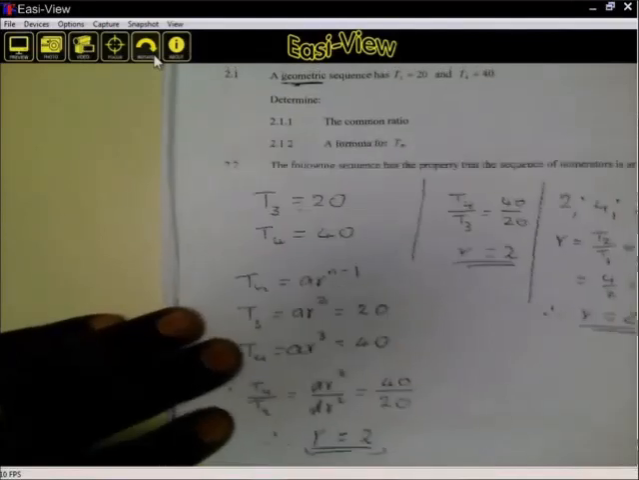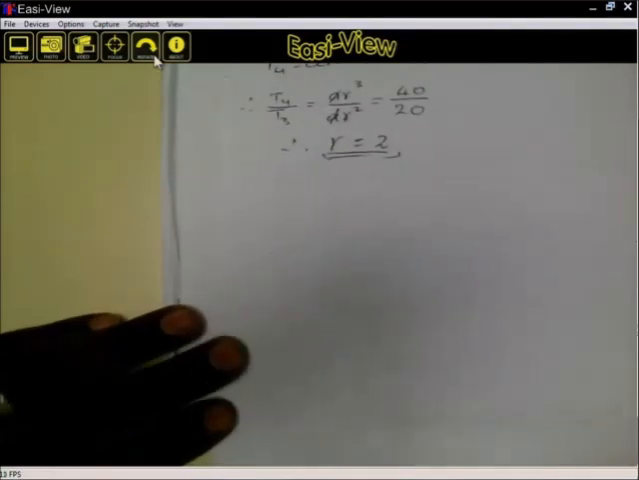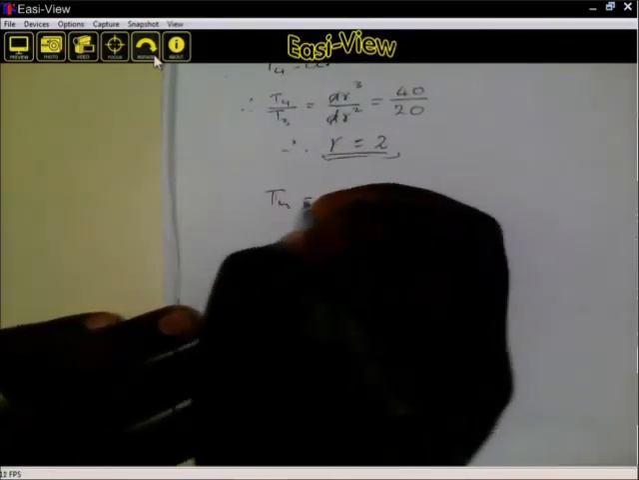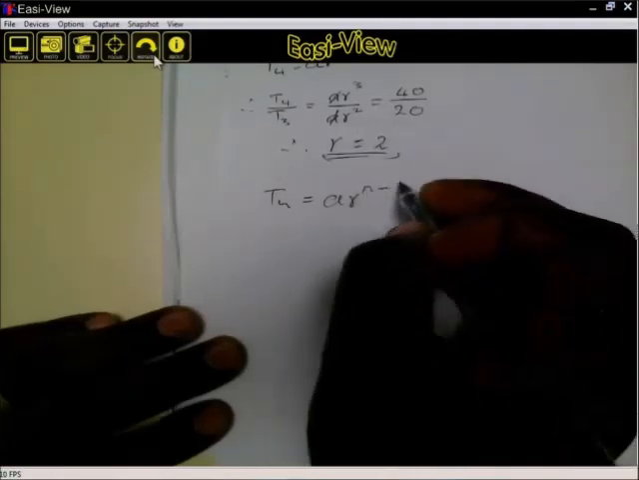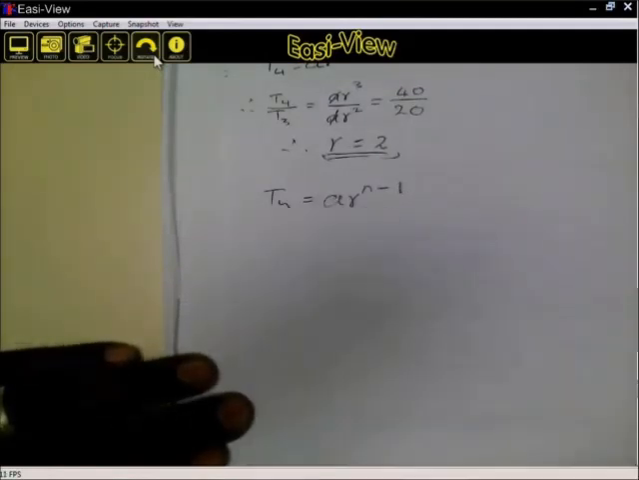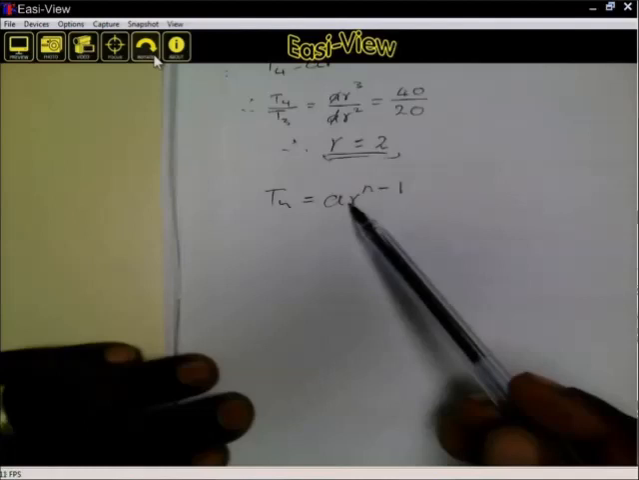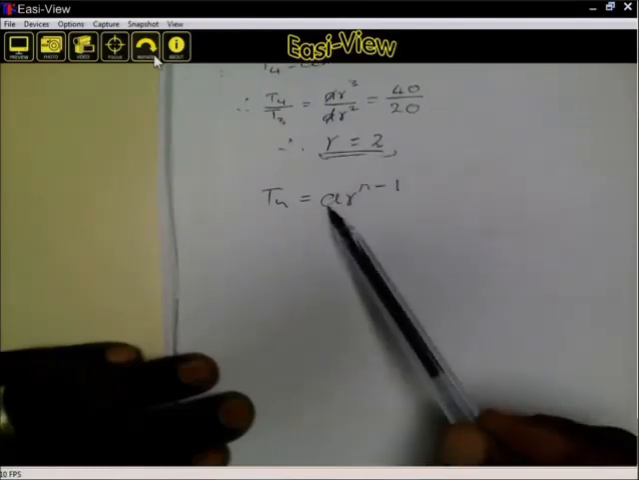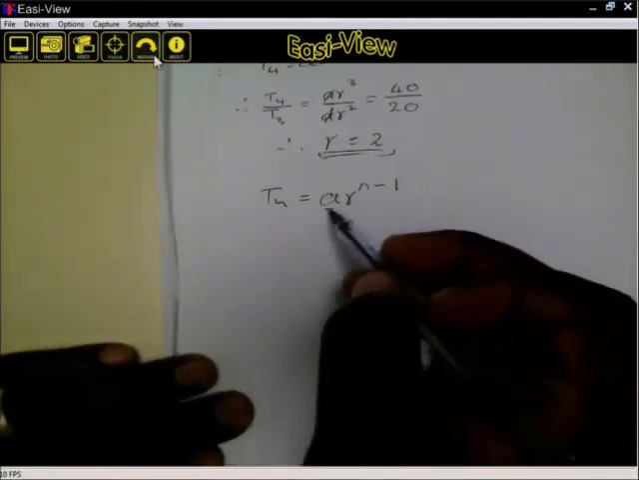Now the second part of that question says, determine a formula for Tn. So Tn is equal to AR to the power n minus 1. Which means for us to find the formula for Tn, we need to know the common ratio, which we already have, and we also need to know the value of A. Now the question is, how do we find the value of A?